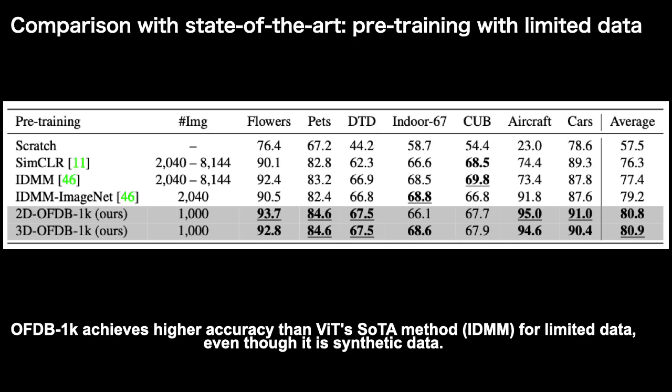The next experiment is ViT pre-training with a small dataset. As the result, OFDB-1K achieves higher accuracy than ViT's SOTA method, IDMM, for limited data, even though it is synthetic data.